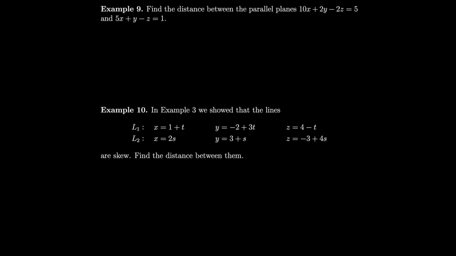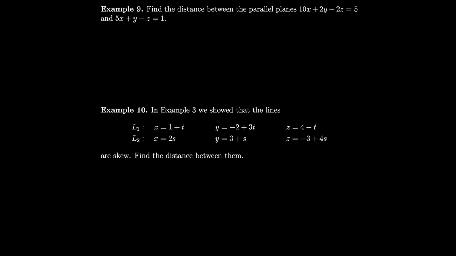So let's use our formula. Notice that in this case we want the distance between parallel planes. We have a formula for the distance from a point to a plane, but not the distance between two planes. But if we want the distance between two planes, how about we just find a point on the plane and then find the distance from that point to the other plane?